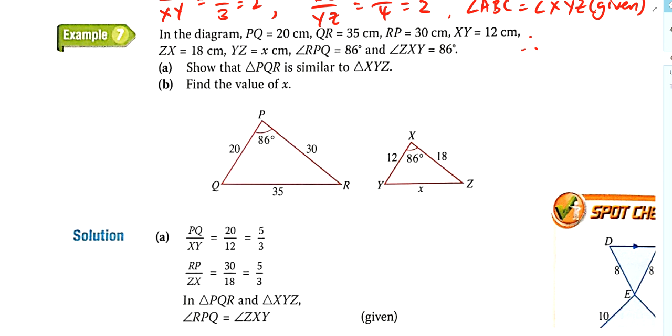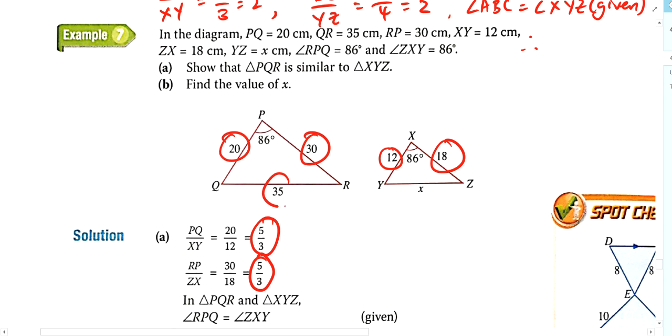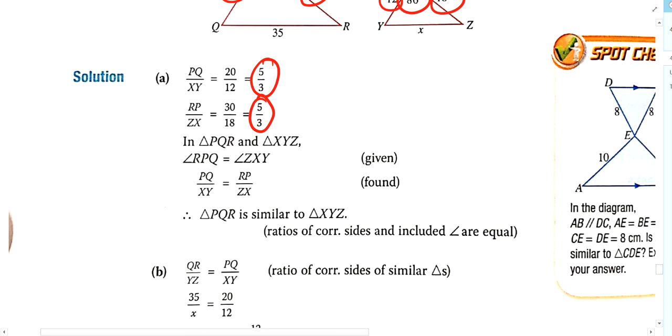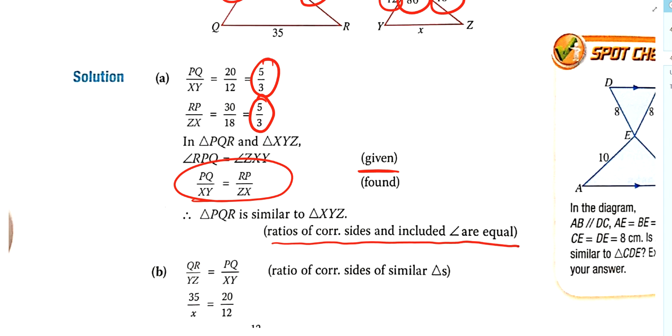Got it. Example 7. So we've got one pair of corresponding sides, another pair of corresponding sides, which we can find the ratio 5 over 3 and 5 over 3. So because this is 35 and I do not know what this is, I cannot use 3 pairs of corresponding sides. Therefore, I must use the included angle, which is given to be 86. So you see, over here, I've got an angle given. These two are found, so I state that they are similar because the ratio of corresponding sides and included angle are equal. I do not say that it is the SAS similarity test. Do not say that. Okay?